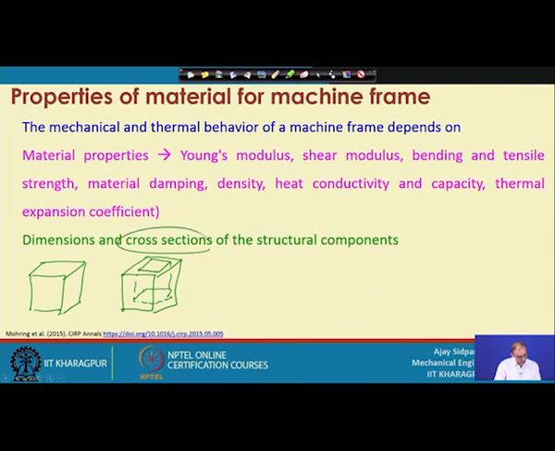So, what the cross section of the different structural components should be will decide the total weight of this part. And dimension is also important, because if you are going with a hollow section or something, sometimes you have to make the dimensions in such a way that you get enough strength in this case.